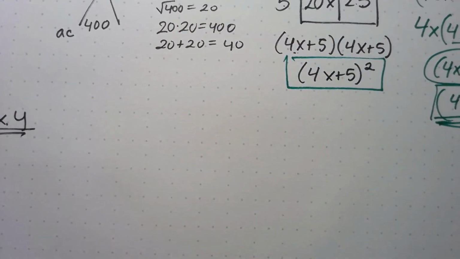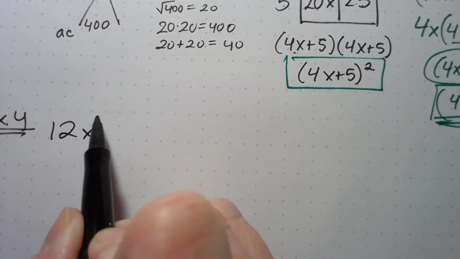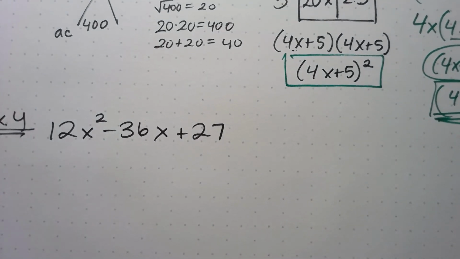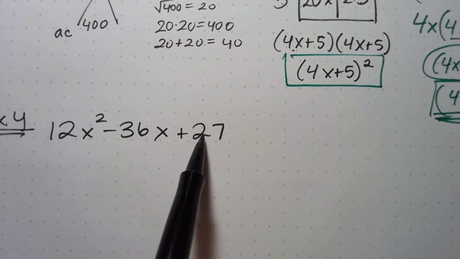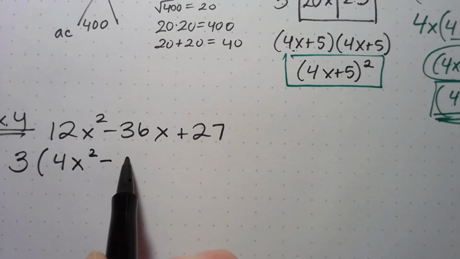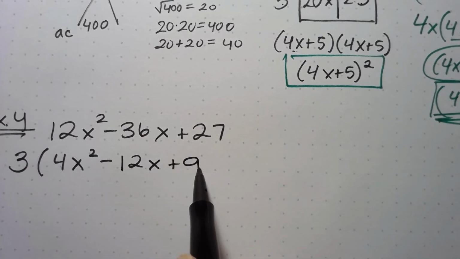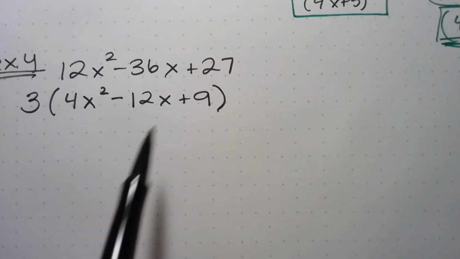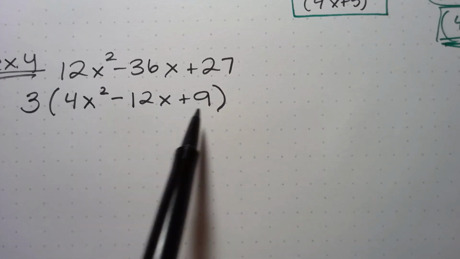But this last example, we're actually going to have a number that we can factor out from the beginning. So 12x squared minus 36x plus 27. So remember, please be on the lookout for a common factor from the beginning. And if we look, each of these numbers has a 3 that it can be factored out. And what happens is when I factor that 3 out, I actually have a perfect square trinomial. Perfect square up front, perfect square at the back.